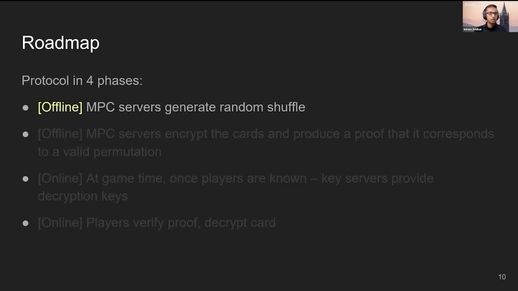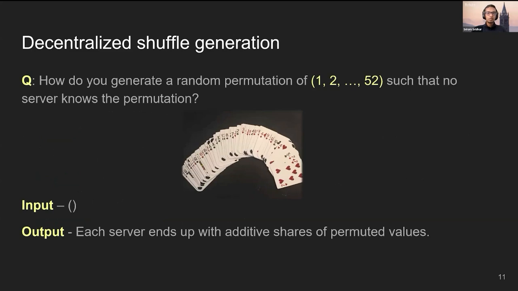So let's look at part 1. How do you generate the random shuffle? At the core of it, the question is, how do you generate a random permutation of some set of values, let's say 1 to 52, such that no server knows what the permutation is? Here, this is a functionality where the input is empty because we just need to generate a random permutation. There is no input to this functionality. And at the end of it, we want each server to end up with additive shares of the permuted values.